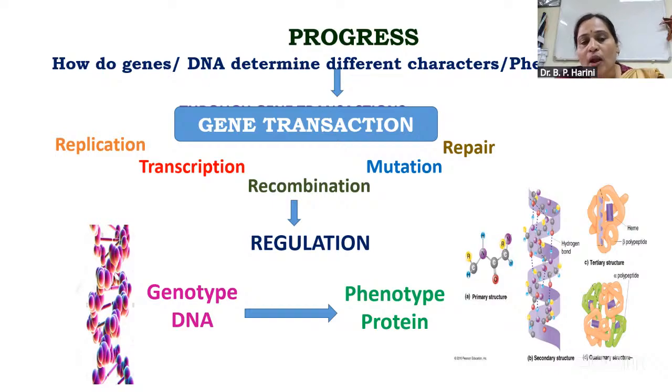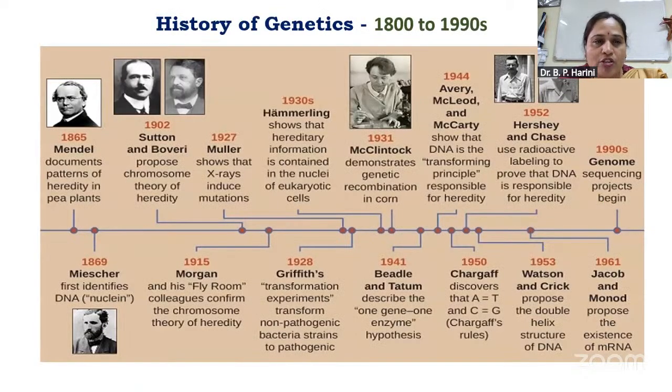During this regulation of gene transactions, there is an inbuilt mechanism that repairs the mutations that happen, and all of these have to undergo regulation. Once the regulation takes place, the genotype of a DNA will give rise to a phenotype, that is, the protein with reference to a phenotype. So these are some of the scientists who worked on it since 1865.